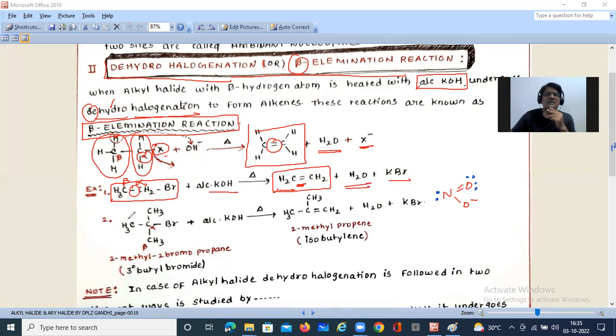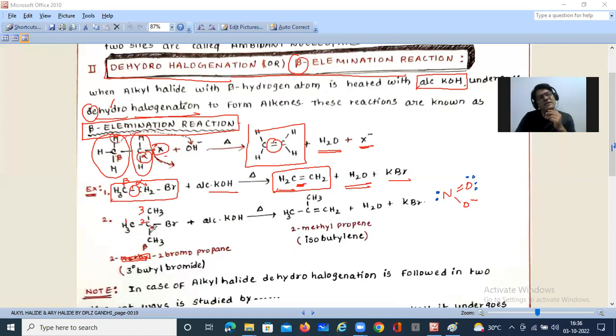So let us try another example. What is the name of the compound? One, two, three. So 2-methyl-2-bromopropane. Sorry, this one is wrong. Actually, according to alphabetical order, 2-bromo should be written first. So please make it correct: 2-bromo-2-methylpropane. So here the bromine is attached to the tertiary carbon.